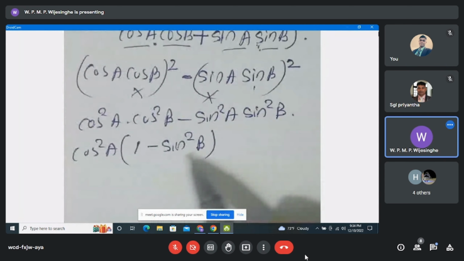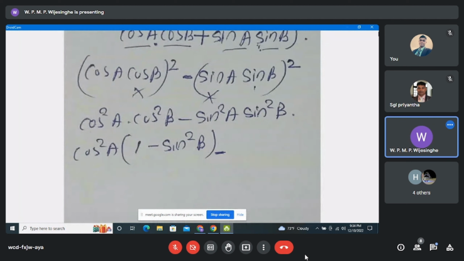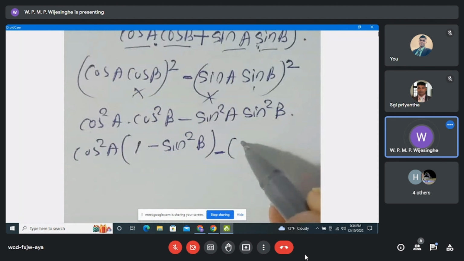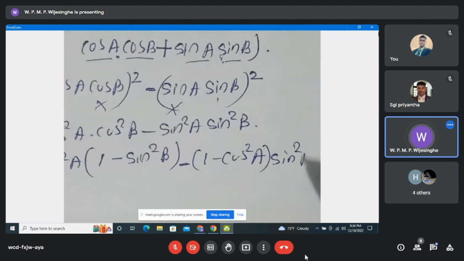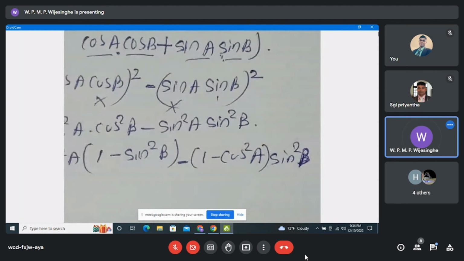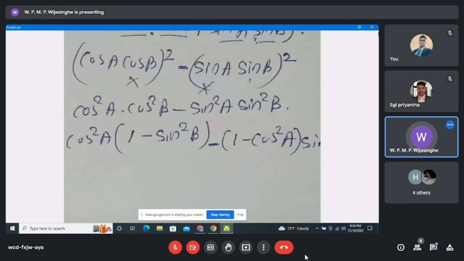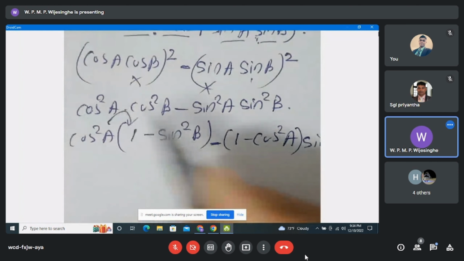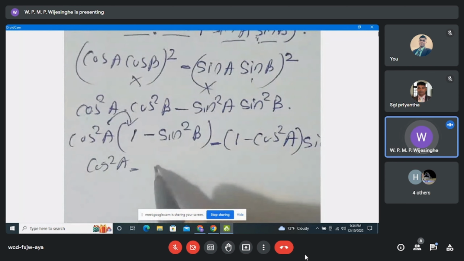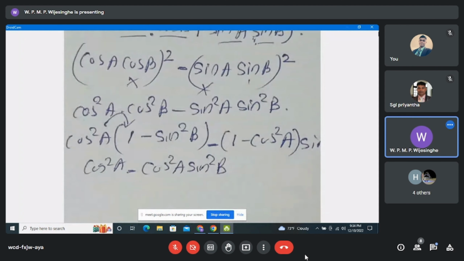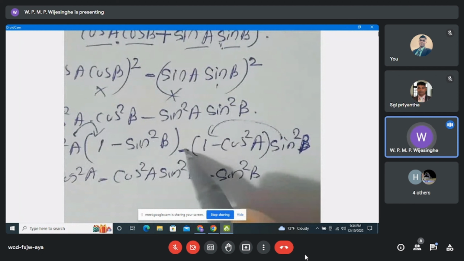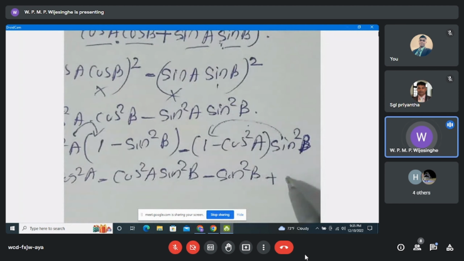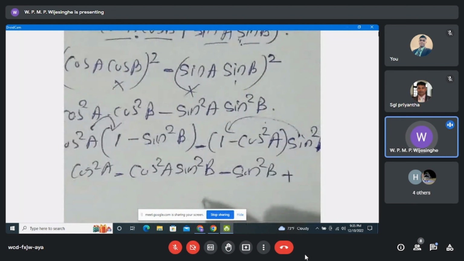Sin square is in the final output, so it doesn't matter here. Sin square B I will take. Minus, here I should remove this one. So I can write 1 minus cos square A times sin square B. Right? Okay, remove the bracket. Cos square A, minus cos square A sin square B, minus sin square B, plus sin square B times cos square A, that means cos square A sin square B.